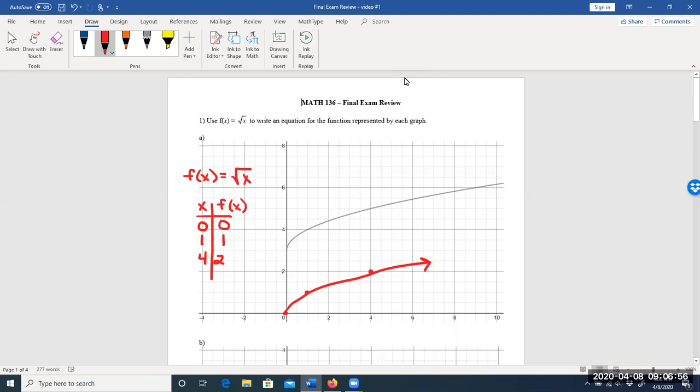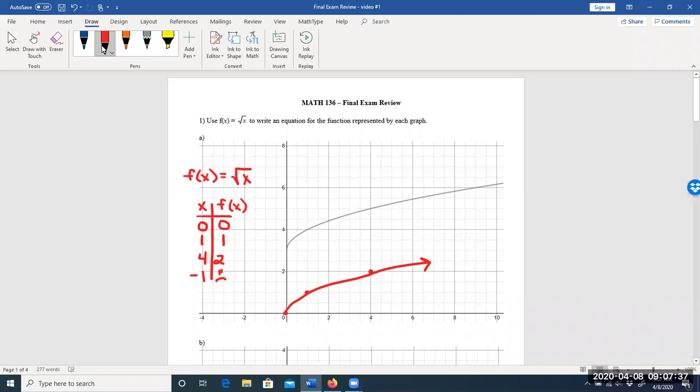Notice that my graph starts at 0, 0 and doesn't extend to the left of that. That's because if I would attempt to plug in a negative number, I would not get a real number. The square root of -1 is i. It's not a real number. Sorry, that's supposed to be like a little frowny face there. So the domain of our parent function is x is greater than or equal to 0. So we do not want to extend our graph to the left of the point 0, 0.